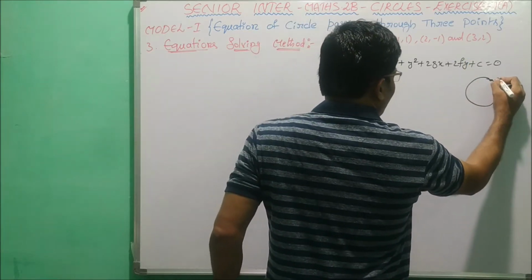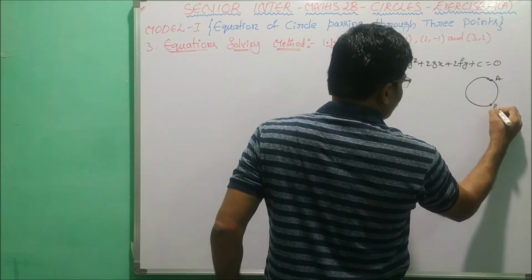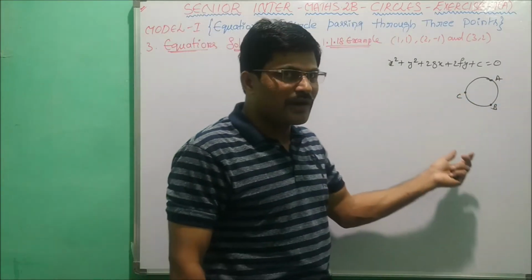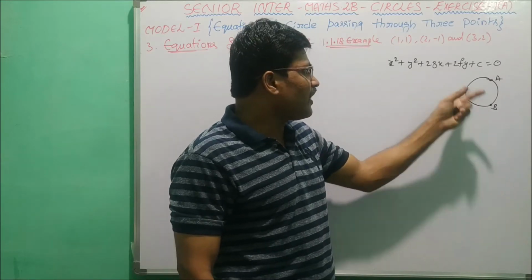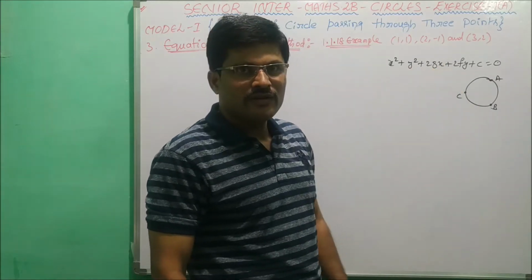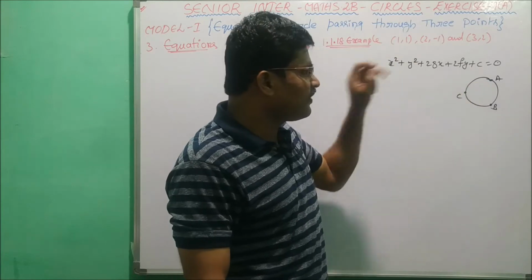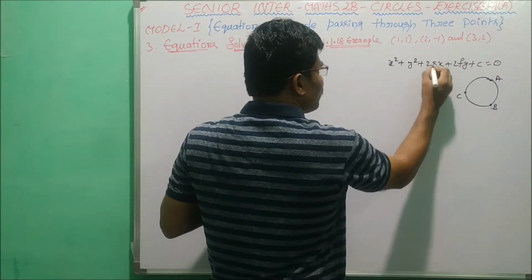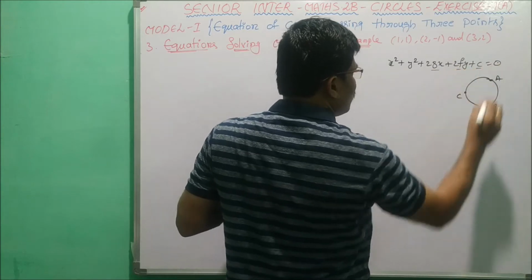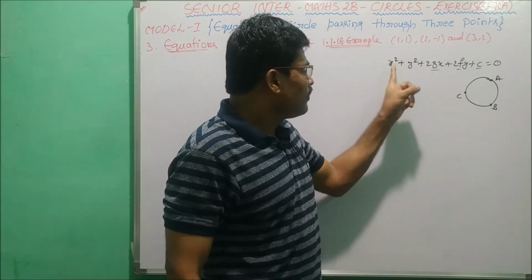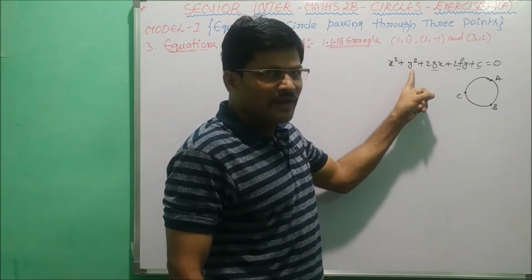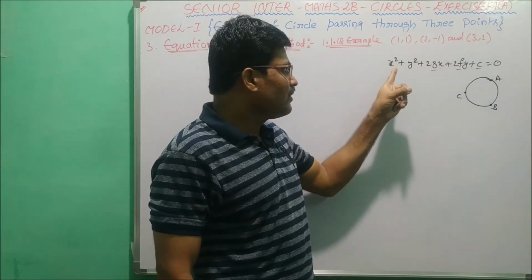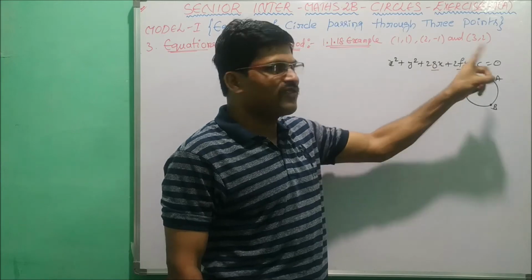So this circle is passing through 3 given points, that are A, B and C. Now here clearly we observe these 3 points lie on the circle. Therefore we substitute the points in the equation. We get 3 equations in g, f, c. Here substitute the values of x and y, replacing x and y. The remaining equation can be reduced to g, f, c.